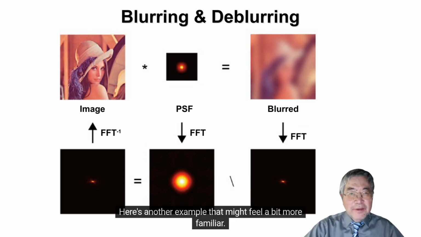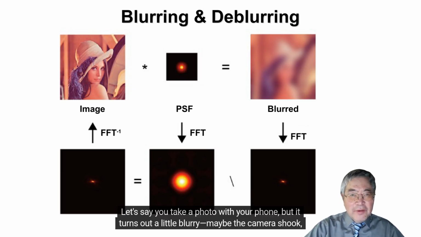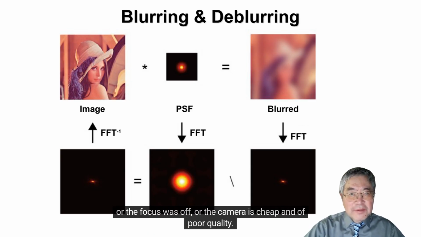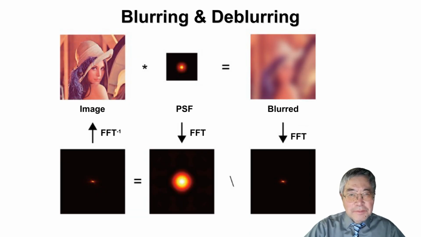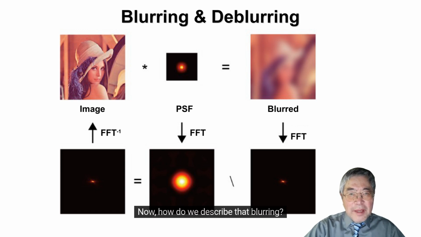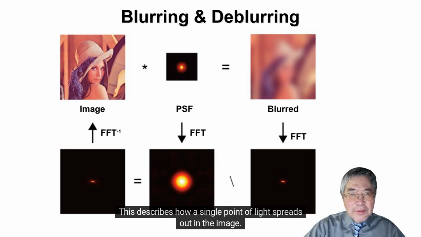Here's another example that might feel a bit more familiar. Let's say you take a photo with your phone, but it turns out a little blurry. Maybe the camera shook, or the focus was off, or the camera is cheap and of poor quality. What you get is not the true image, but a version that's been blurred in several ways. Now, how do we describe that blurring? In image processing, we model it using something called a point spread function, or PSF for short. This describes how a single point of light spreads out in the image.